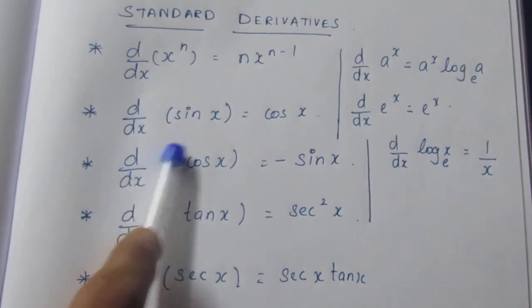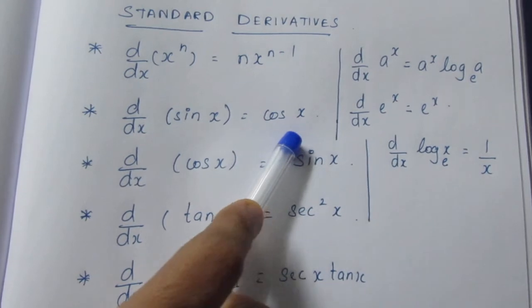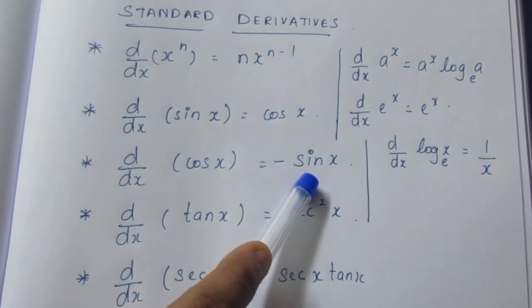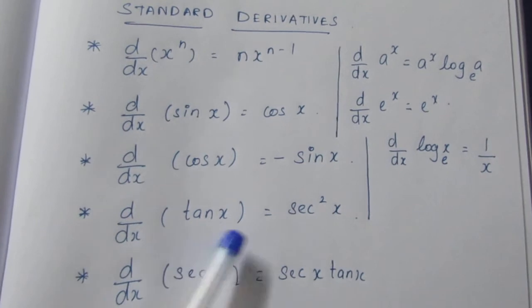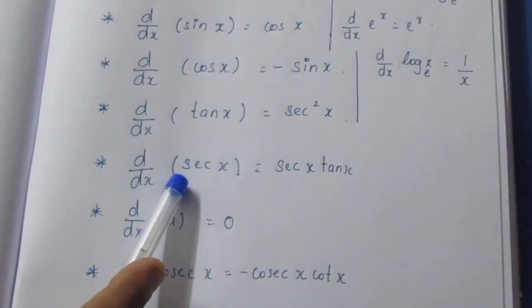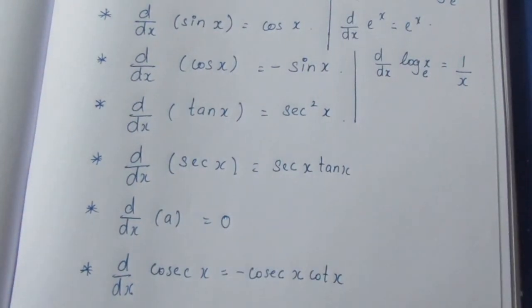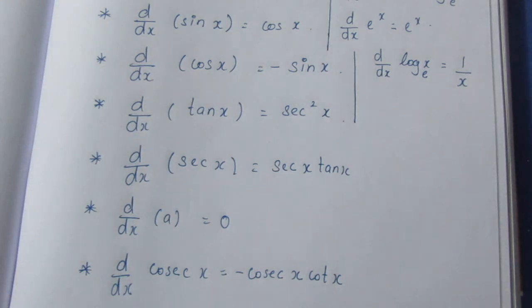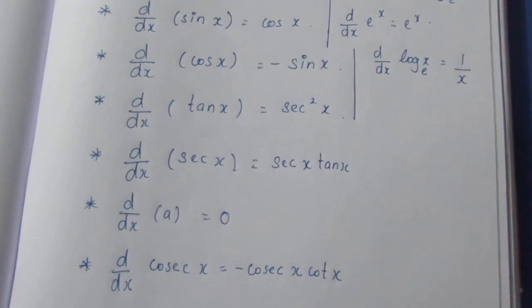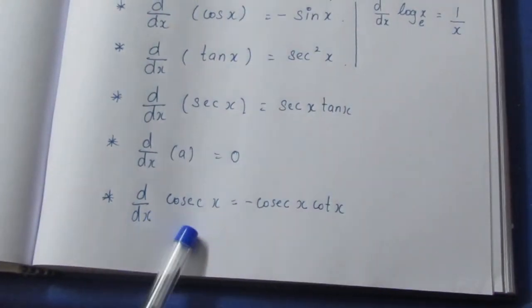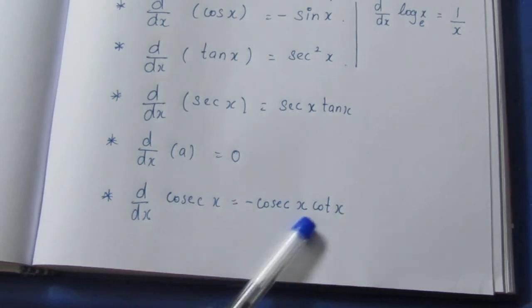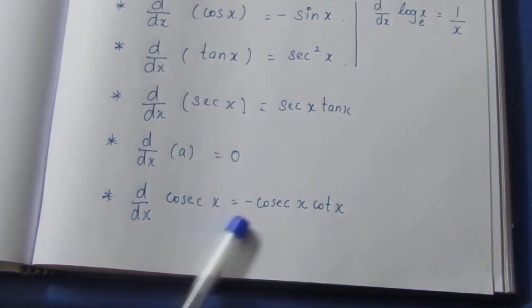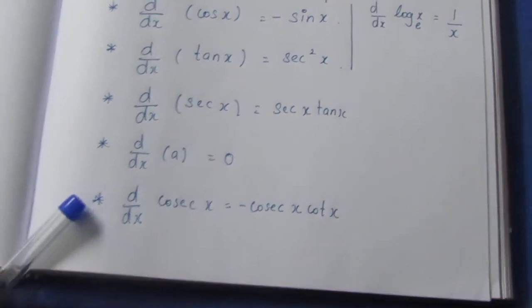It is d by dx of sin x. Sin x derivative is cos x. For cos x, it is minus sin x. For tan x, it is secant square x. For secant x, it is secant x into tan x. For a, it is a constant term. For any constant term, your derivative will be 0. For x, your derivative will be 1. Now, d by dx of cosecant x is equal to minus cosecant x cot x.